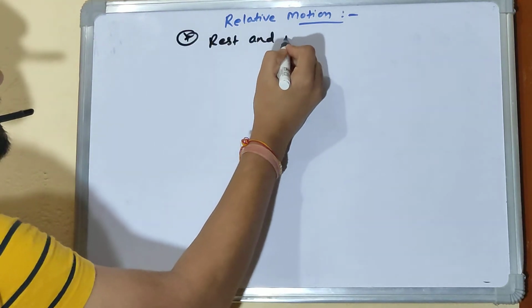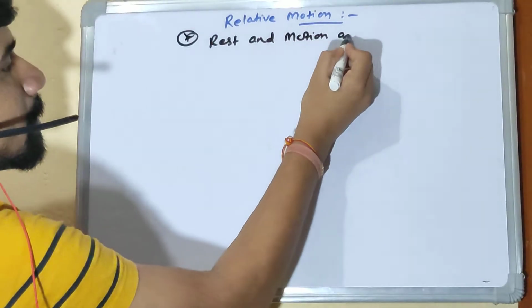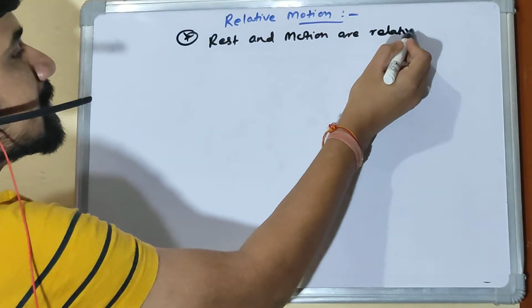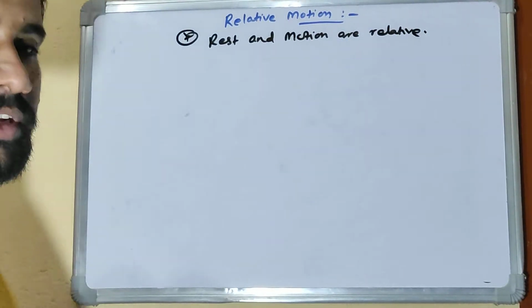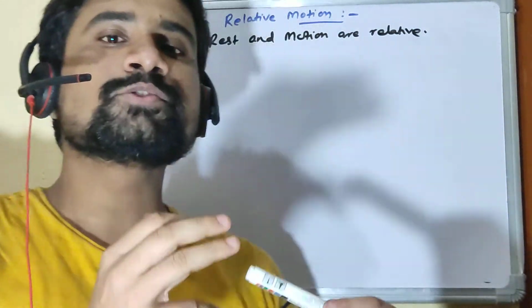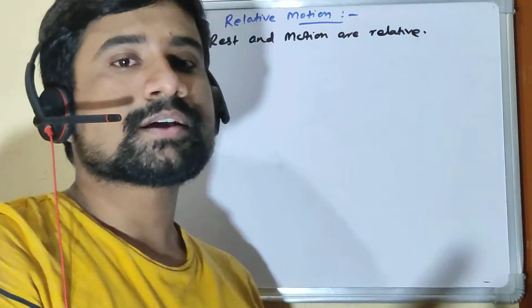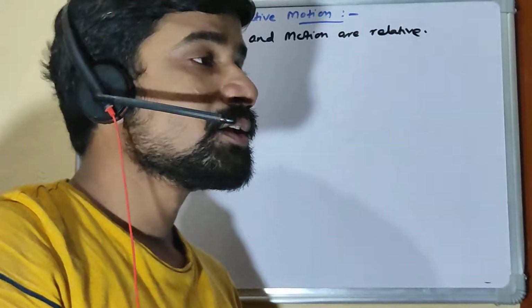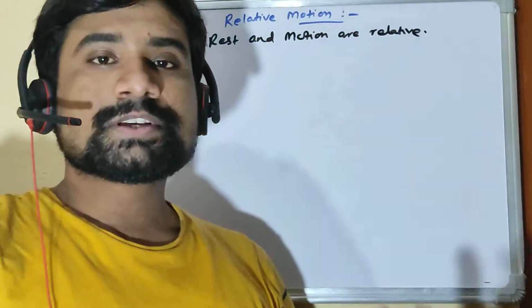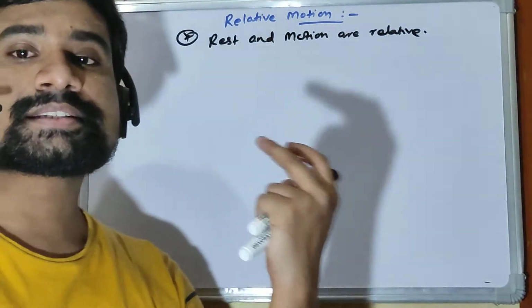What does this exactly mean? This basically means that rest and motion, these two terms, are relative to the reference frame, or what we call the observation point or reference point, right? So based on the observer, the rest and motion states are defined, right?